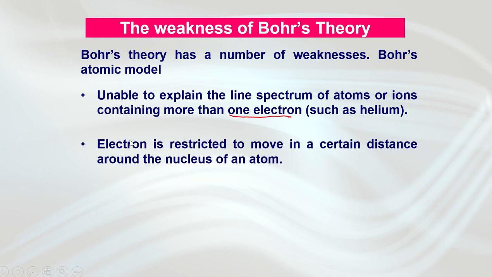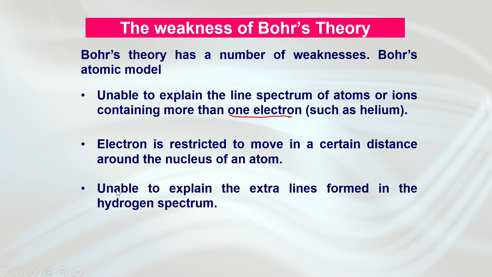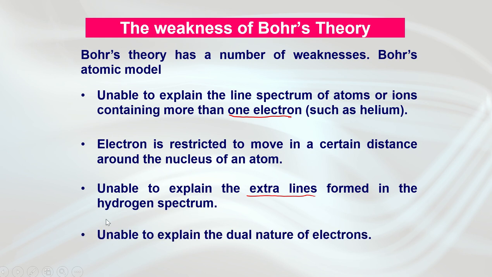The second one, the electron is restricted to move in a certain distance around the nucleus of an atom. And it is also unable to explain the extra lines. Remember the continuum limit. According to Bohr's postulate, it is unable to explain the extra lines formed in the hydrogen spectrum. Why? We have no answer for this. And then it is also unable to explain the dual nature of electrons.